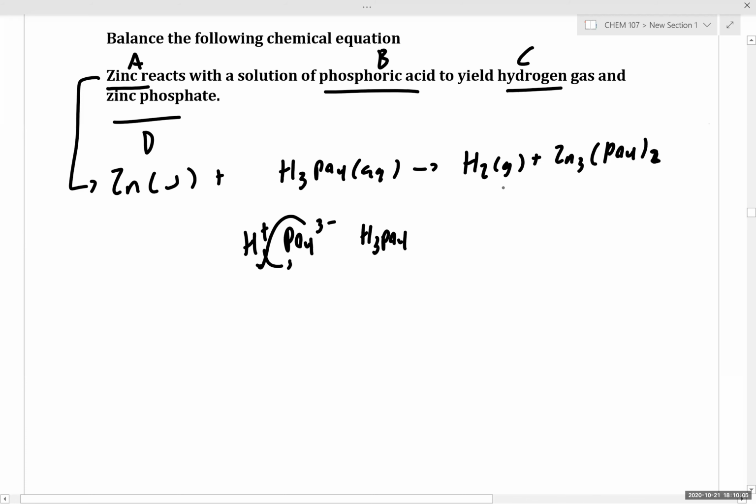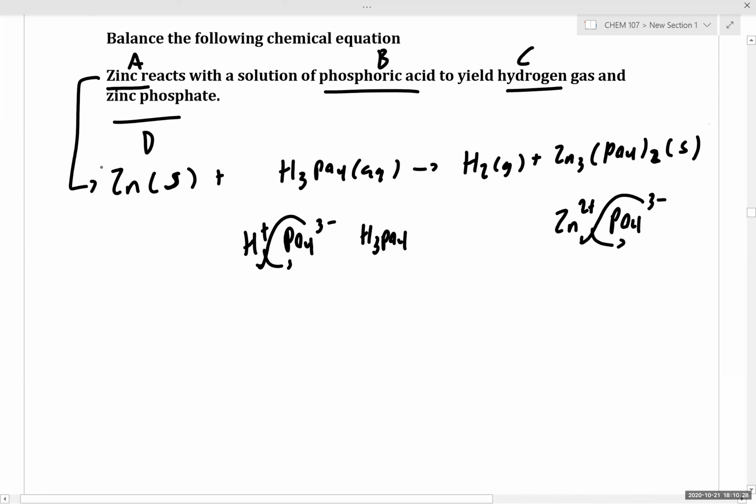Hydrogen gas is written as H2, and for zinc phosphate, we know zinc happens to be a fixed charge transition metal with a 2+ charge. Phosphate has a 3- charge. We cross our charges, and that gives us zinc phosphate, which, interestingly enough, is an insoluble solid.